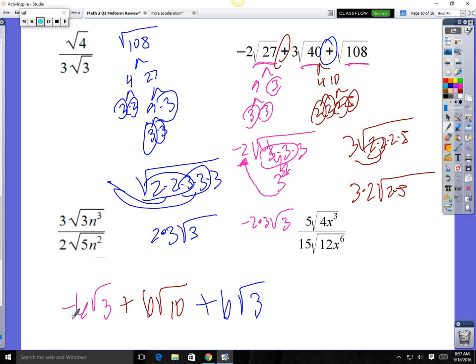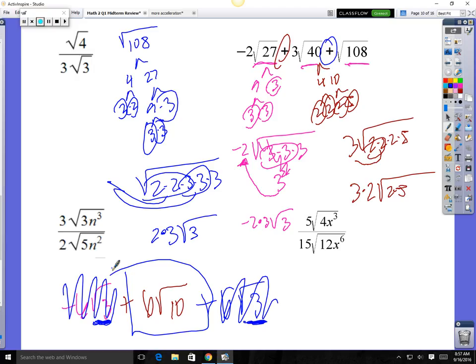So here we go. I've got them all simplified. A negative 6 square roots of 3 is going to play with a positive 6 square roots of 3, and they will undo each other. That's a 0. So negative 6 square roots of 3 and a positive 6 square roots of 3, add them up, and that's nothing. So your answer is 6 square roots of 10.